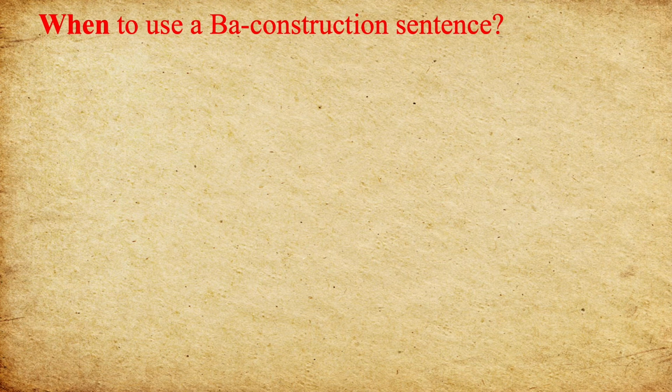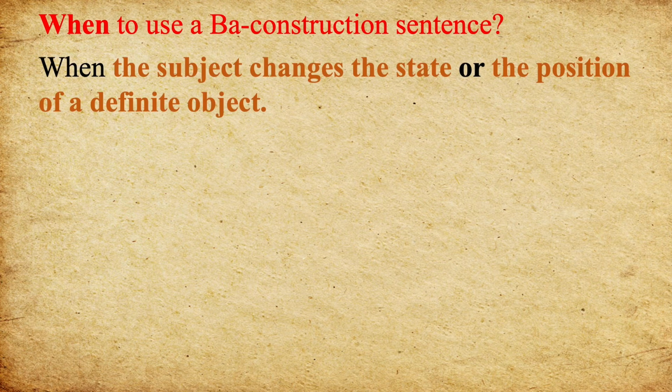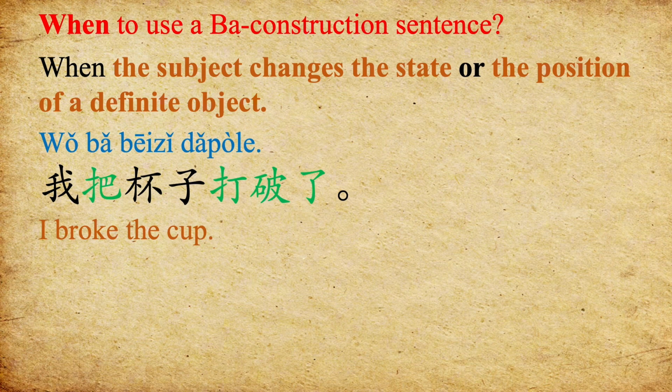So now let's move on to when to use a 把 construction sentence. It's when the subject changes the state of a definite object, or the subject changes the position of a definite object. So it has to be that the subject did something to the object and then changed its state or its position. I'll give you two quick examples.